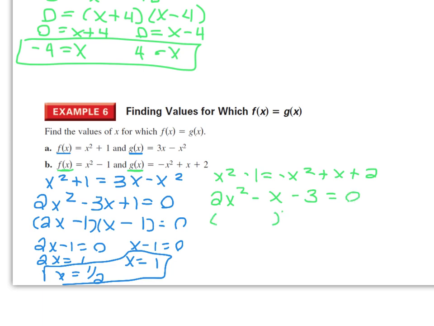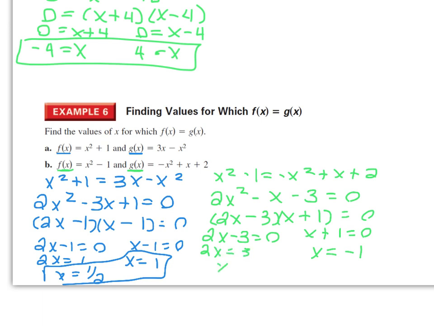I need to try to factor this. So 2x and x, 3 and 1, minus and positive. So 2x minus 3 equals 0. X plus 1 equals 0. Therefore, x equals negative 1. And then 2x equals 3, so x equals 3/2.